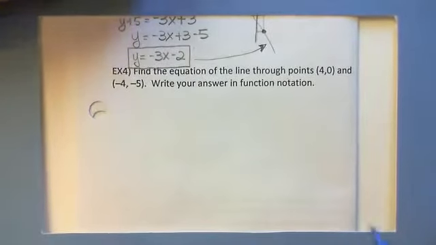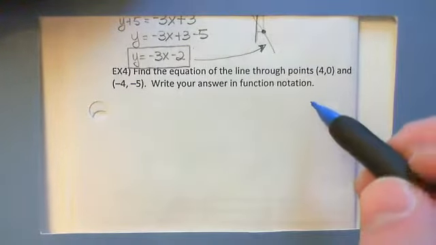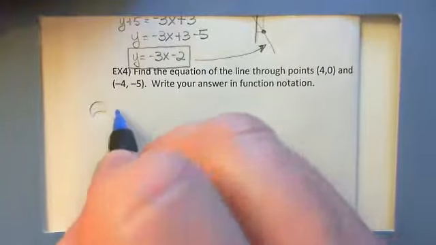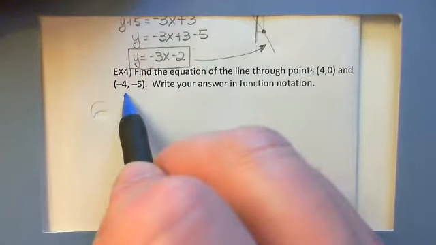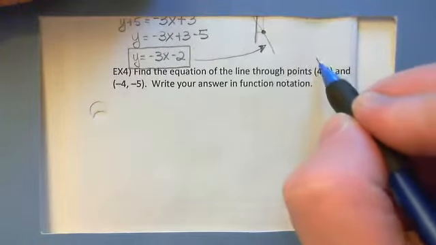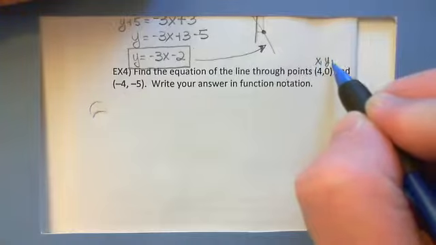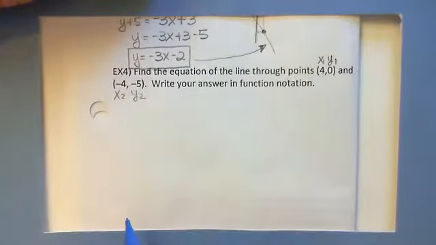The next one says find the equation of the line through points (4, 0) and (-4, -5). So basically now they did not give me the slope, but they gave me 2 points. This point and this point. So what I'm going to do is use x1, y1, x2, y2.